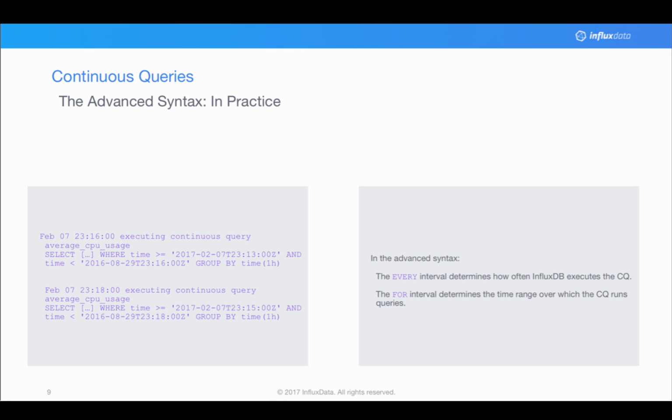This every and for thing gets a little confusing sometimes. It's kind of difficult to keep them straight in your head, but every is how often the CQ runs, and for is the time range over which it will run.